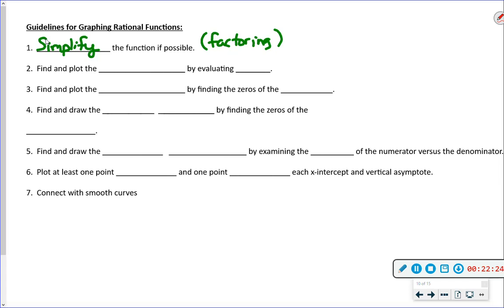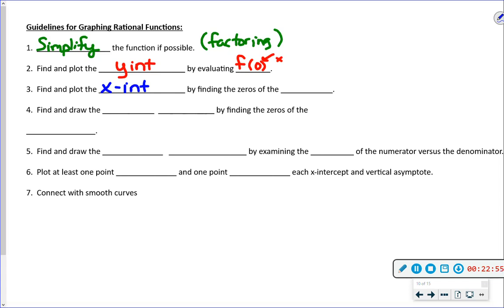Now, to find them algebraically, the y-intercept is the easiest one, I think. F of 0, because remember, for f of x, you're making x 0. Not on the next one, but the following one, they're going to ask for the intercepts. If they want the x-intercept, of course, we would use y is 0.